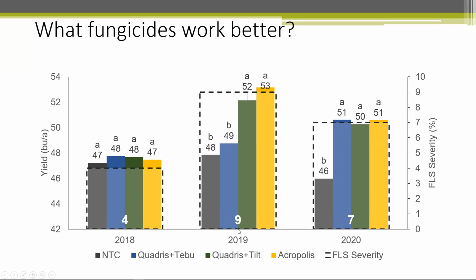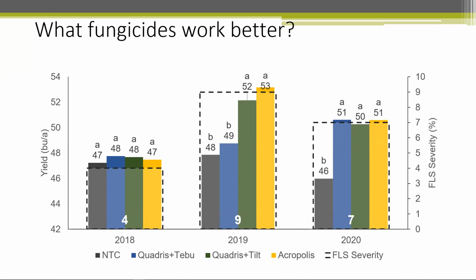But in our 2019 and 2020, on average across locations where we did have higher disease severity, we did get a response. In 2019 with our Acropolis and our Quadris plus Tilt. And in slightly higher here, we had all treatments statistically increased yield.